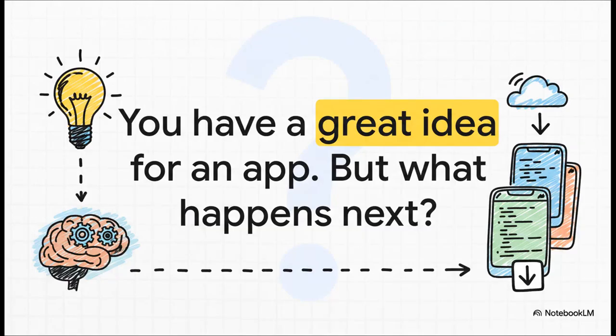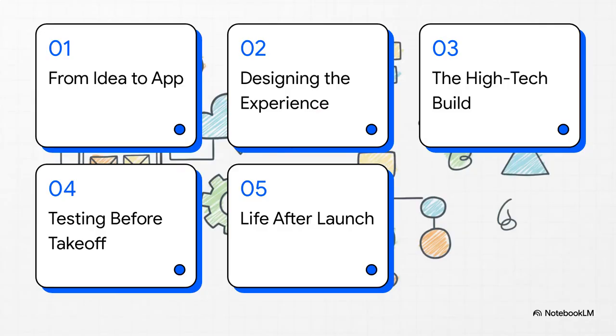So, you've got the spark, the million-dollar idea. But then what? What is the very next step? How do you actually get from a concept that's just rattling around in your head to a real, downloadable app? Let's break that whole process down step by step. We're going to follow the app's journey from start to finish. We'll start with how an idea gets its legs, then we'll move into design, the high-tech build, the absolutely critical testing phase, and finally, what happens after it launches.